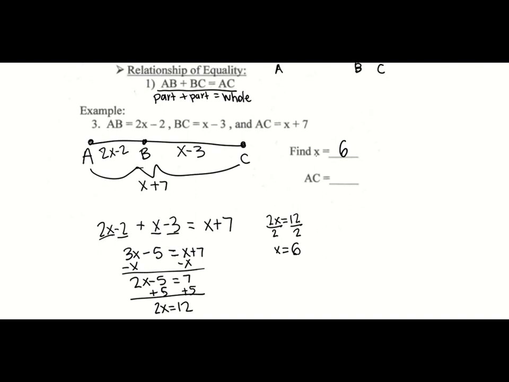So then for my last part, to find AC, I'm going to plug in for that equation. AC is x plus 7. But my x is 6, so I have 6 plus 7 gives me 13 for my whole line.